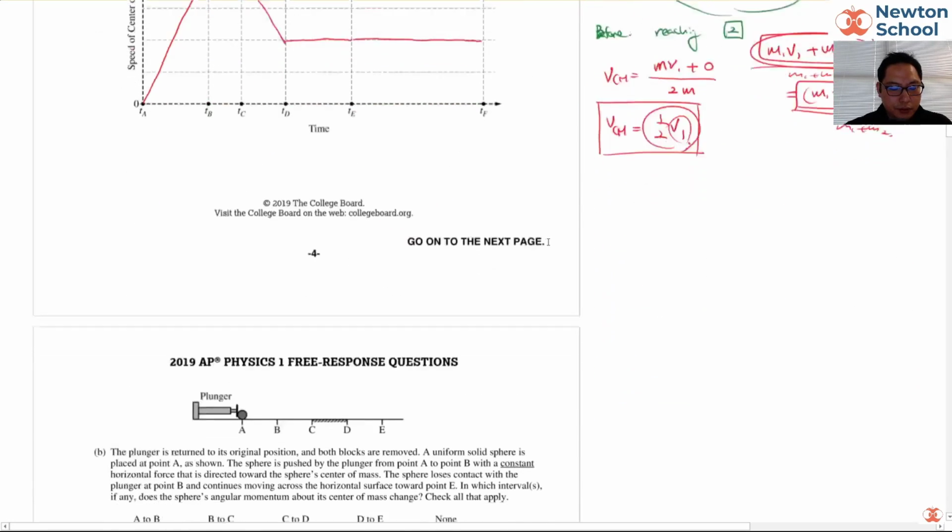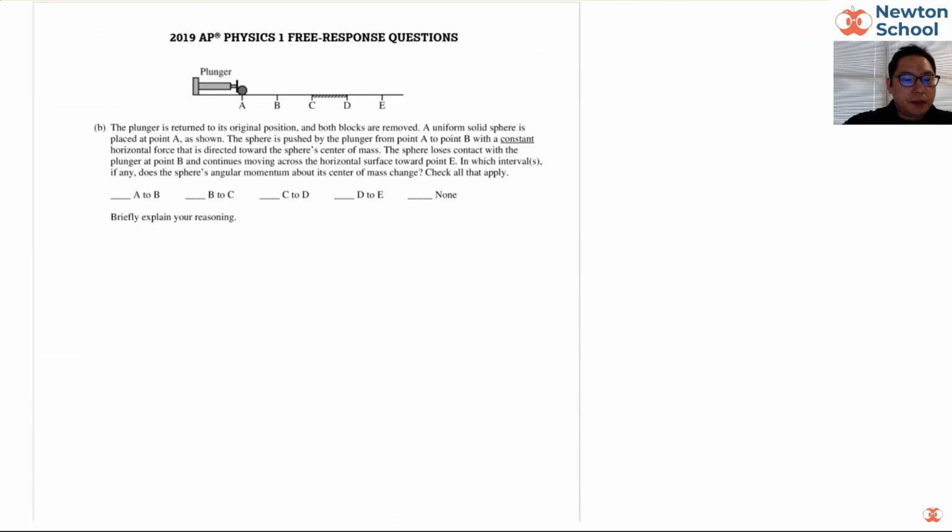Now let's move to the next question. The plunger is returned to its original position and both blocks are removed. Now you change to a uniform solid sphere. Alright, so I guess this will rotate. So if it's rotation, probably you have to think about alpha, you have to think about moment of inertia.